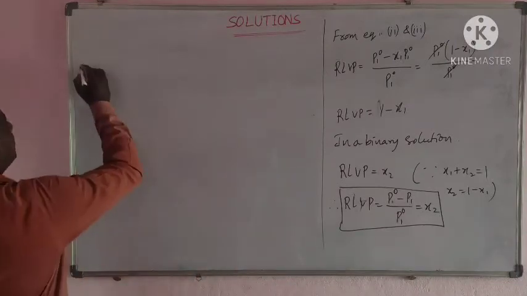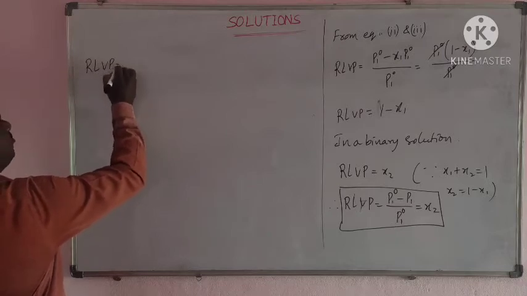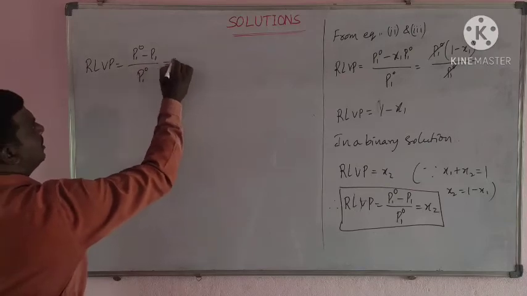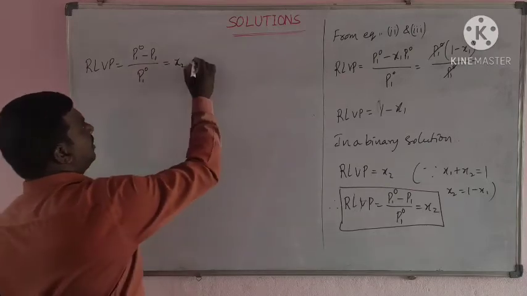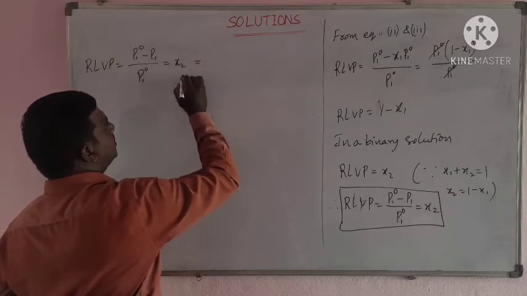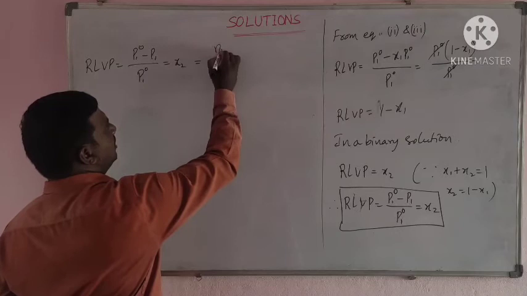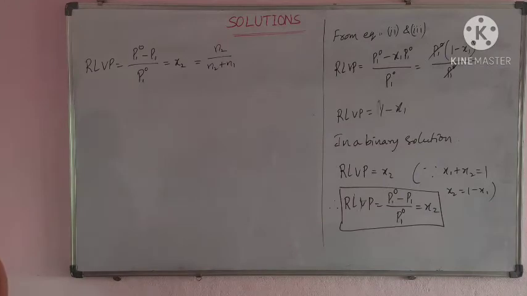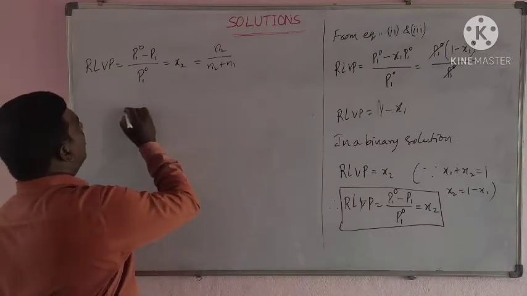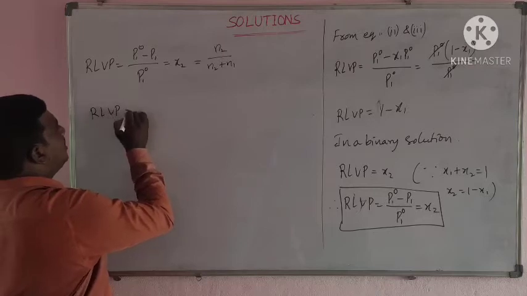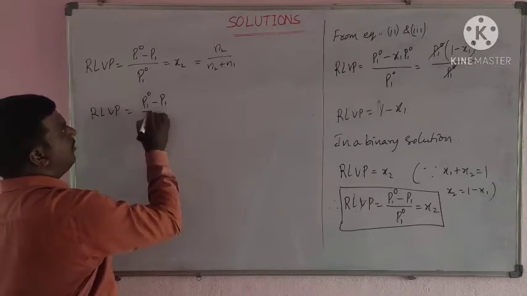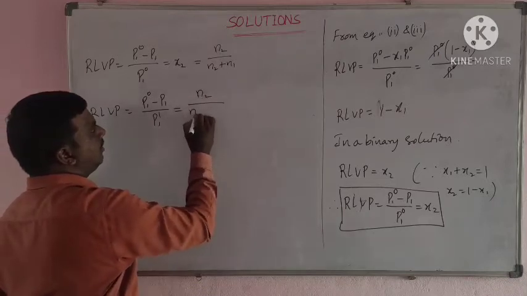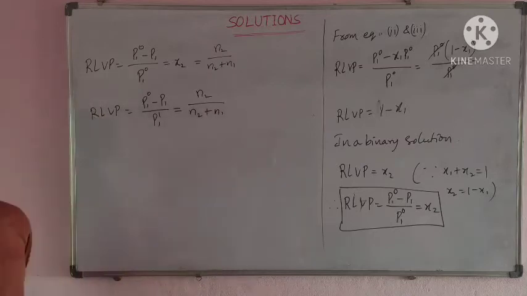We know that RLVP is equals P1 naught minus P1 by P1 naught, that is equals x2. That is, x2 is equals n2 by n2 plus n1. Here RLVP is equals P1 naught minus P1 by P1 naught is equals n2 by n2 plus n1.